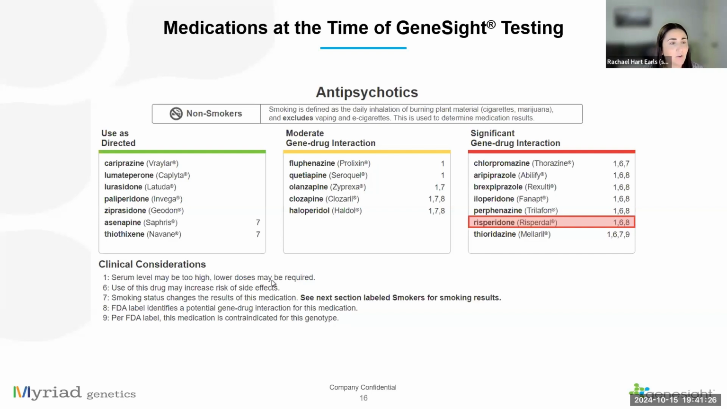So many of the clinical considerations that we heard in these past two case studies were related to dosing. So as Faye mentioned, a 1 just means that serum level may be too high, lower doses may be required. So that just tells you information on how your patient's metabolizing a medication. Think of this as supplemental information for you to use in your decision-making process. As it's been stated multiple times, if brexpiprazole is what she deemed the appropriate next medication, you would look at these clinical considerations and realize that this patient may need a lower dose, but that does not mean you can't use it.